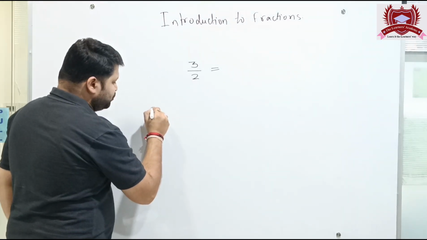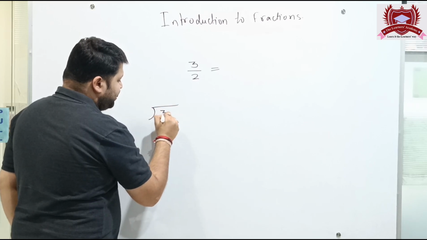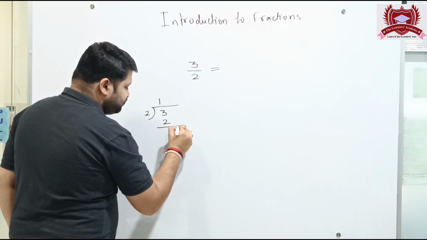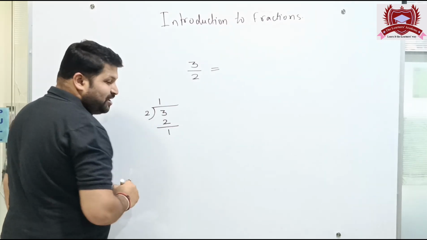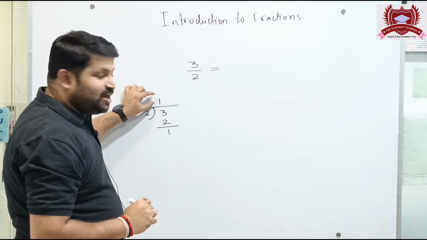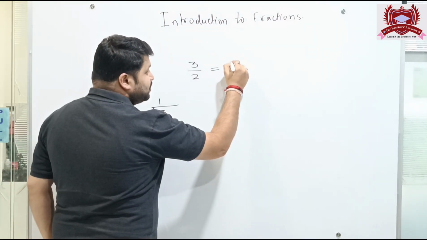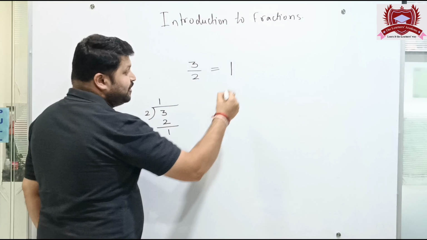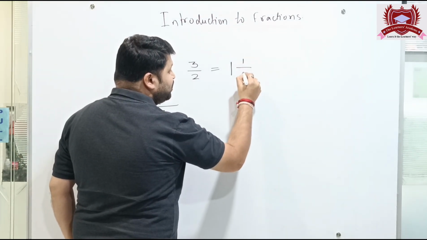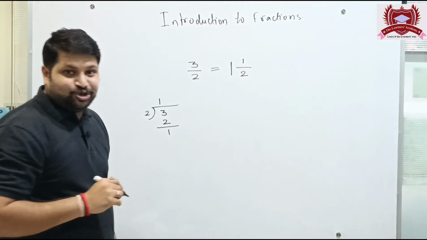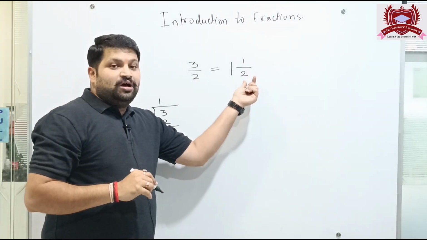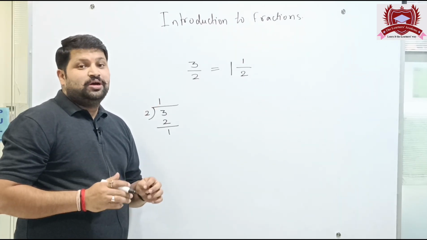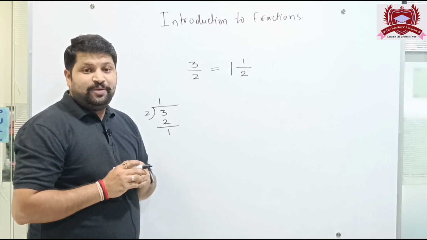If I do this division, 3 divided by 2, I get 2 ones are 2 and my remainder is 1. Whatever I get as my quotient, I write as my whole number, and whatever is my remainder becomes the numerator of my mixed fraction, and the denominator remains the same. Now let us convert a mixed fraction into an improper fraction.